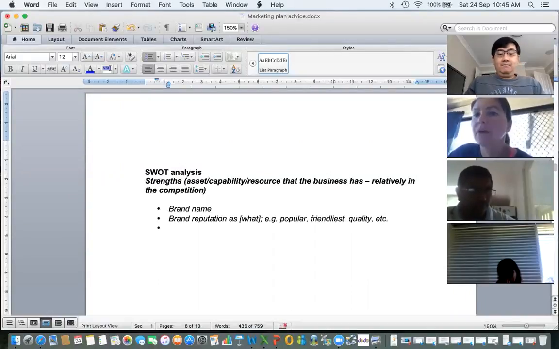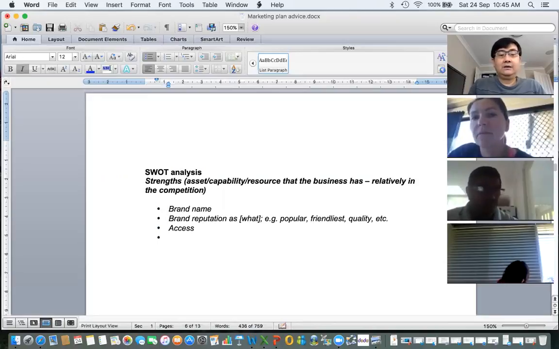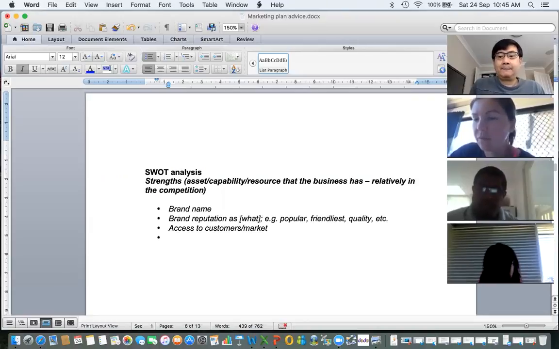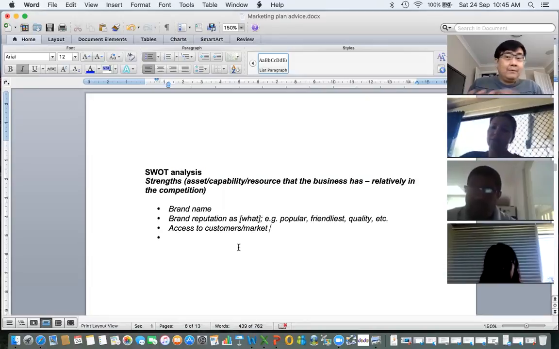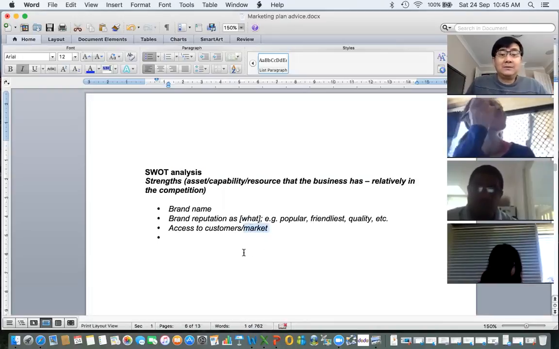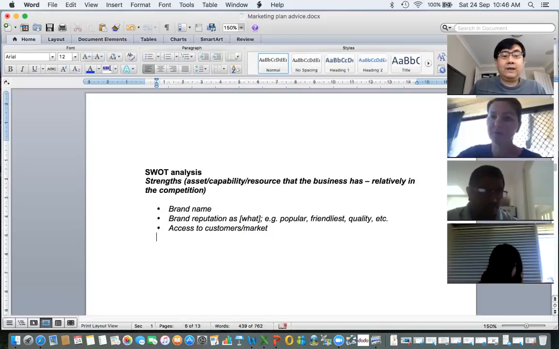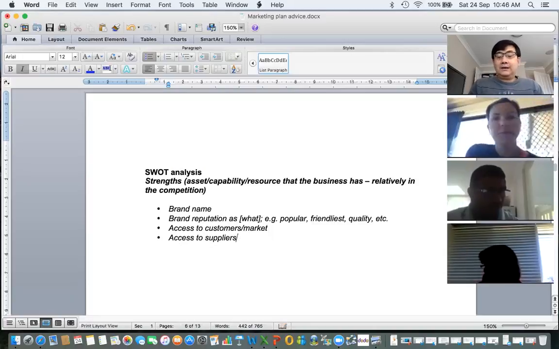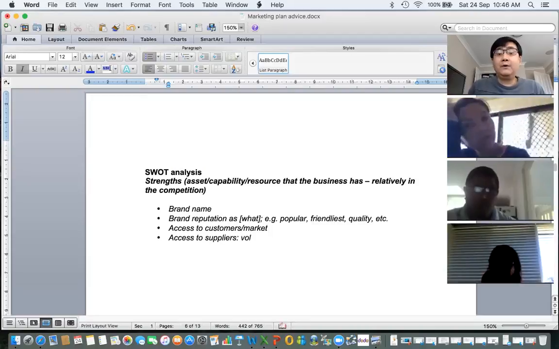Access to customers, that's another thing that you can also consider. Access to customers or markets. Devin, from my memory, your business is a distribution business, right? So you may want to comment on whether access to customers is your strength or weakness. Access to suppliers: think about your suppliers. Some industries may depend on volunteers as well.